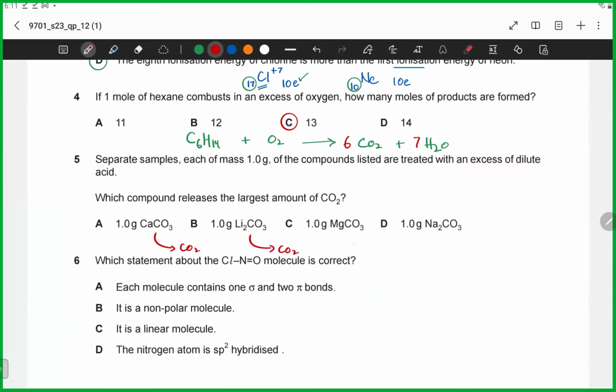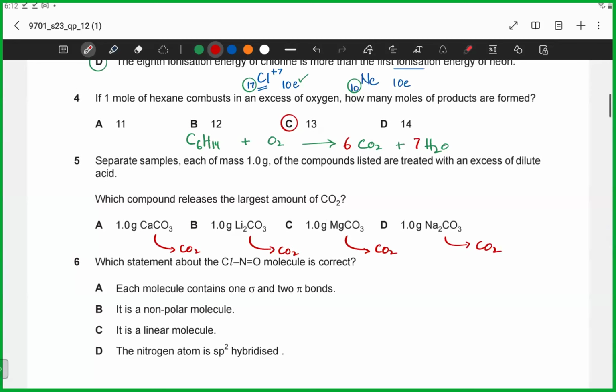Because in that compound there's only 1 carbon, right? So the ratio is going to be that 1 compound will release 1 carbon dioxide, right? So we know the ratio, okay? Stoichiometrically, they're all going to produce the same amount of carbon dioxide, right?